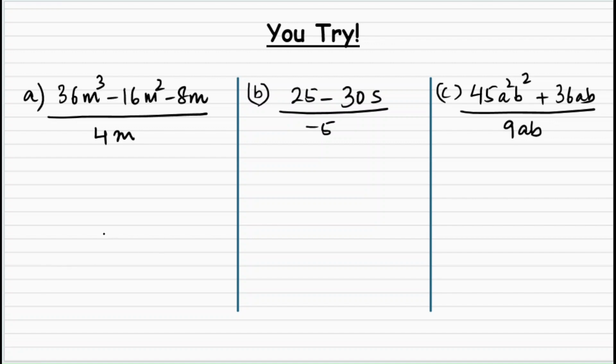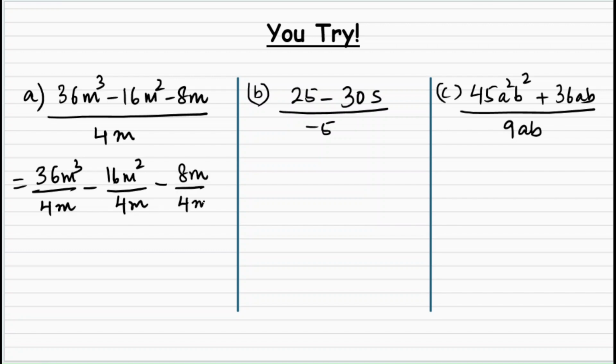All right. I hope you have done these questions by now. Let's check the answers together. So let's separate the terms. 36m cube divided by 4m, minus 16m square divided by 4m, minus 8m divided by 4m. So 36 divided by 4, 9. This is m to the exponent 3. This is m to the exponent 1. So what will happen? 3 minus 1. And what is 3 minus 1? 2.